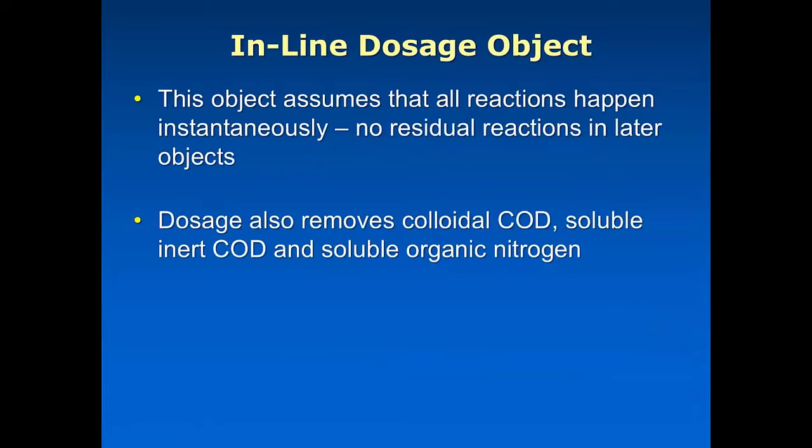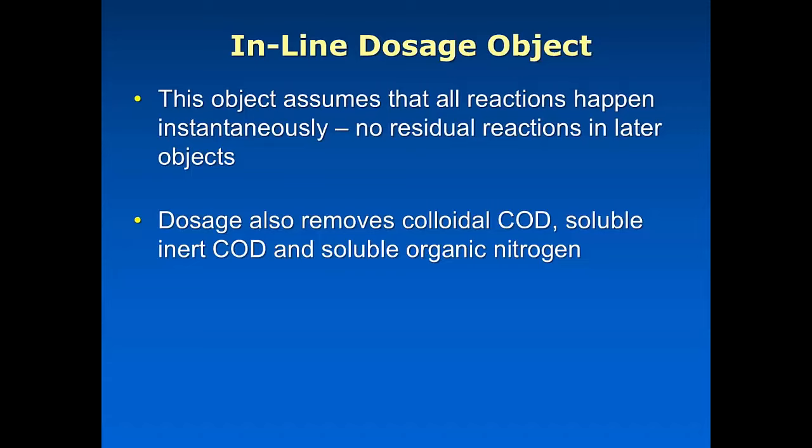So now this is a zero volume object. All of these chemical reactions take place really quickly. So we assume that all reactions happen instantaneously and there are no residual reactions going on in the downstream objects. So therefore there's no real volume associated with this. It's just an instantaneous transformation that happens as it passes through that particular object.